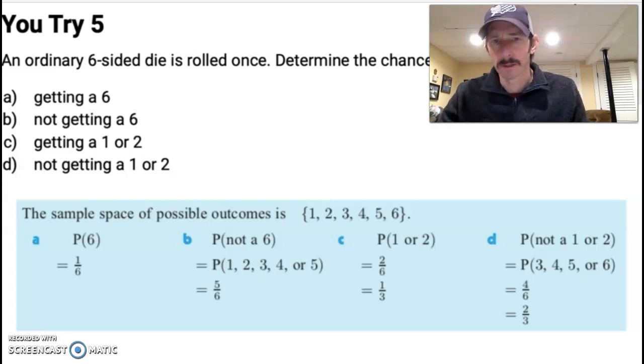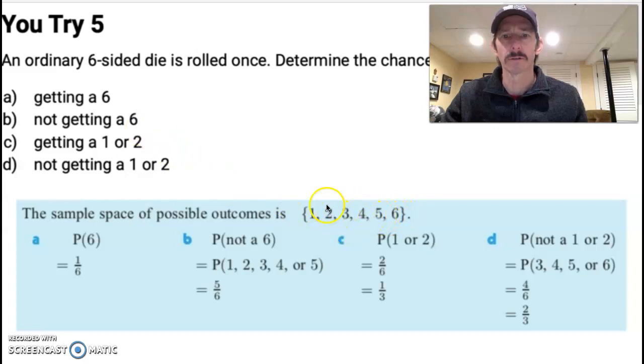All right, in case you didn't have a chance on that other video to look things over, here are our answers. This is our sample space. Getting a 6, there's only one of those in there. Not getting a 6, notice that would be everything except this, so that would be 5 of them.